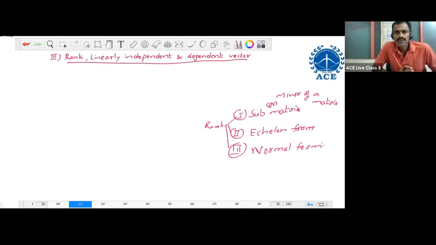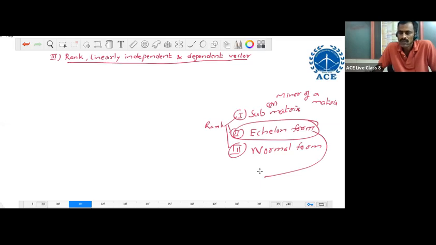So there are three methods to find the rank of the matrix. First one is submatrix or minor of a matrix. Second one is echelon form. Third one is the normal form method. Out of these three methods, the best, simplest, easiest method is echelon form. That is why we follow only the echelon form method. Whatever the method applied, we get the same rank. If you do the problem by this method or this method or this method, we'll get the same rank, no change. That is why out of all this, we choose the simplest method, the echelon form method. So we discuss the echelon form method.